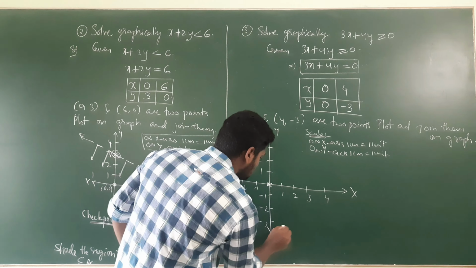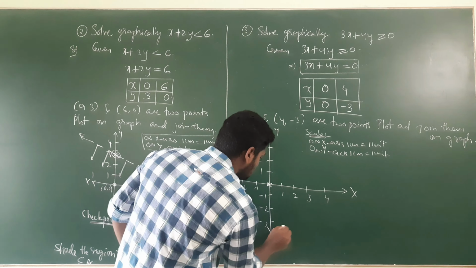Now, to shade the region, upper half plane or lower half plane? For this we need a checkpoint. As I said, you need to take 0, 0 for any line, but not for a line that passes through the origin. When a line passes through 0, 0, we should not take it as a checkpoint. Why should we not take it? Because if you observe, 0, 0 is on the line.